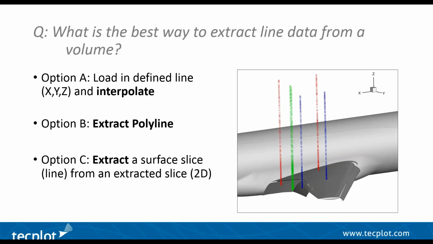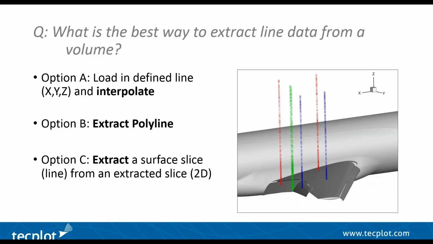What is the best way to extract line data from a volume? So this would be for the Z profiles, velocity profiles, right? So to do this, there's actually 3 different methods. The first is to load in a defined line of XYZ locations and then interpolate from the volume zones onto a line, or the imported line.